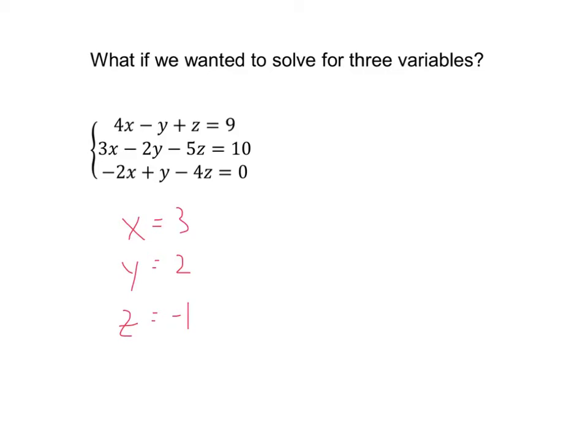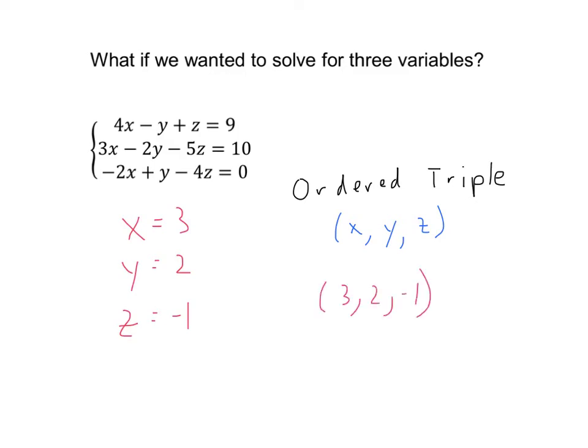You can represent that answer in something we call an ordered triple. It's not an ordered pair, it's an ordered triple. When you write an ordered triple, you write your x value, comma, your y value, and then your z value. So this answer could be represented like this: 3, comma, 2, comma, negative 1. That would be the ordered triple. This is our solution: the x value, the y value, and the z value.